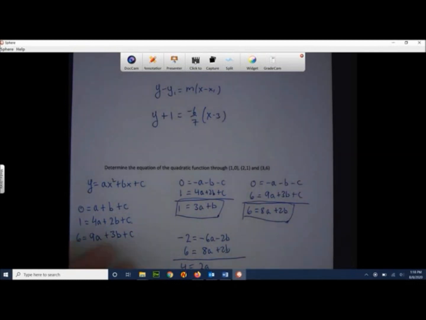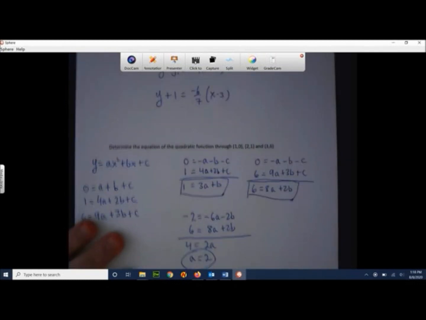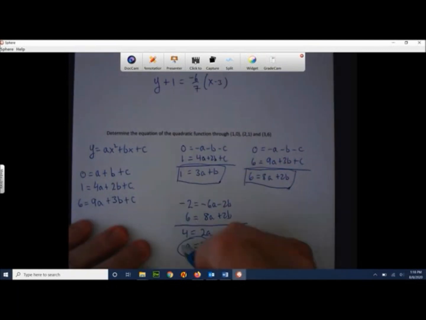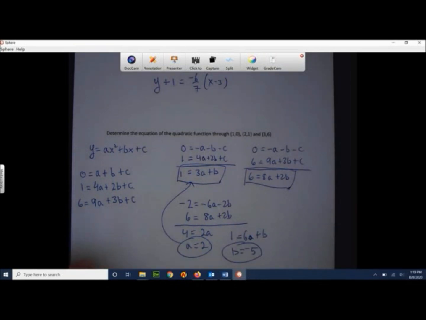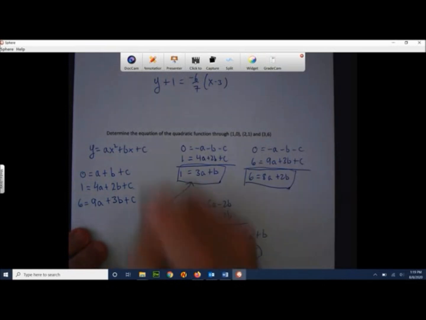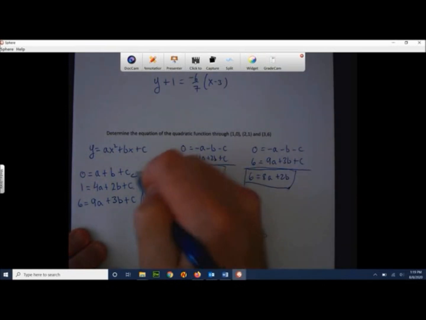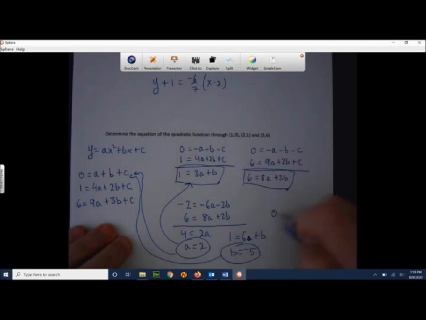Once I know a equals 2, I can take that and plug it into here to find the b. So I have 1 equals 6a, that's 6, plus b. So b is negative 5. And then I can take both of those answers and plug them into this first equation, and I'll know c. 0 equals 2 minus 5 plus c. So 0 equals negative 3 plus c, so c is 3.